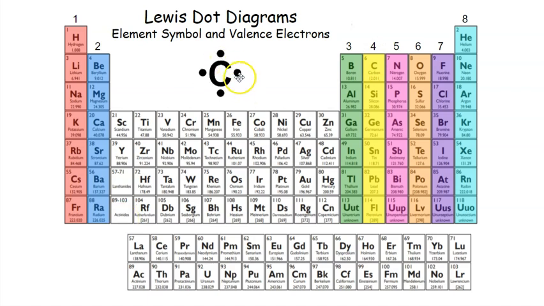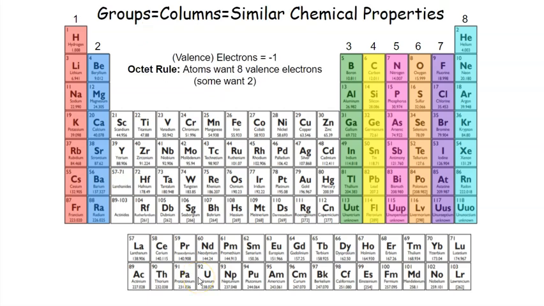We notice it has 1, 2, 3, 4 dots around the element symbol. So there's the Lewis dot diagram for carbon. Valence electrons have a -1 charge. All electrons have -1, but valence electrons also have that -1 charge. They're negative. Well, we use this when we talk about the octet rule.